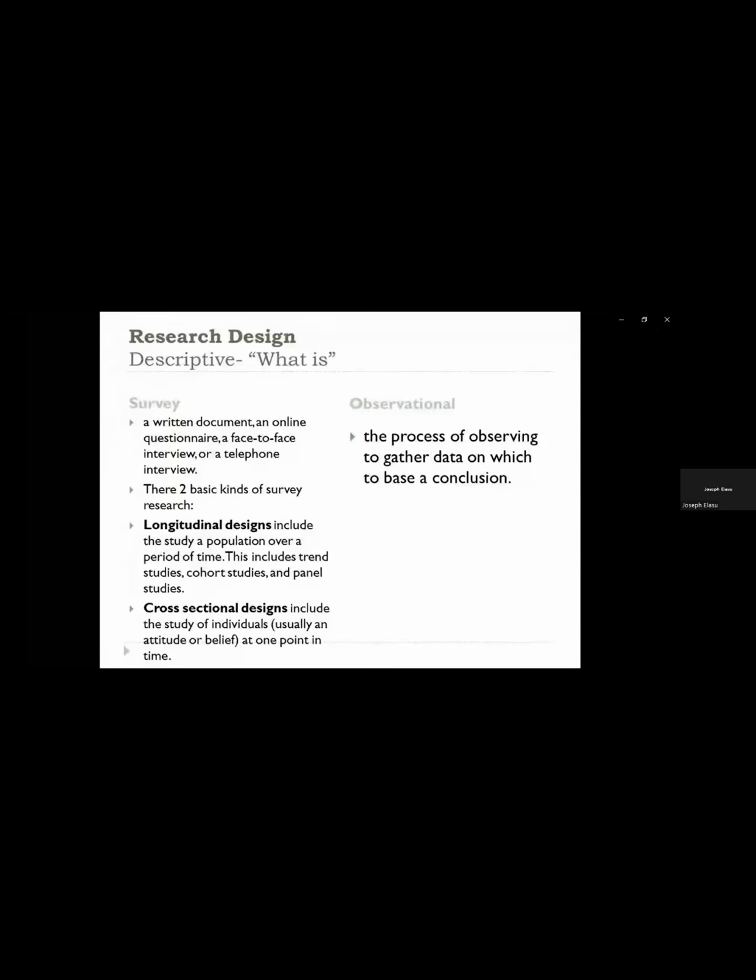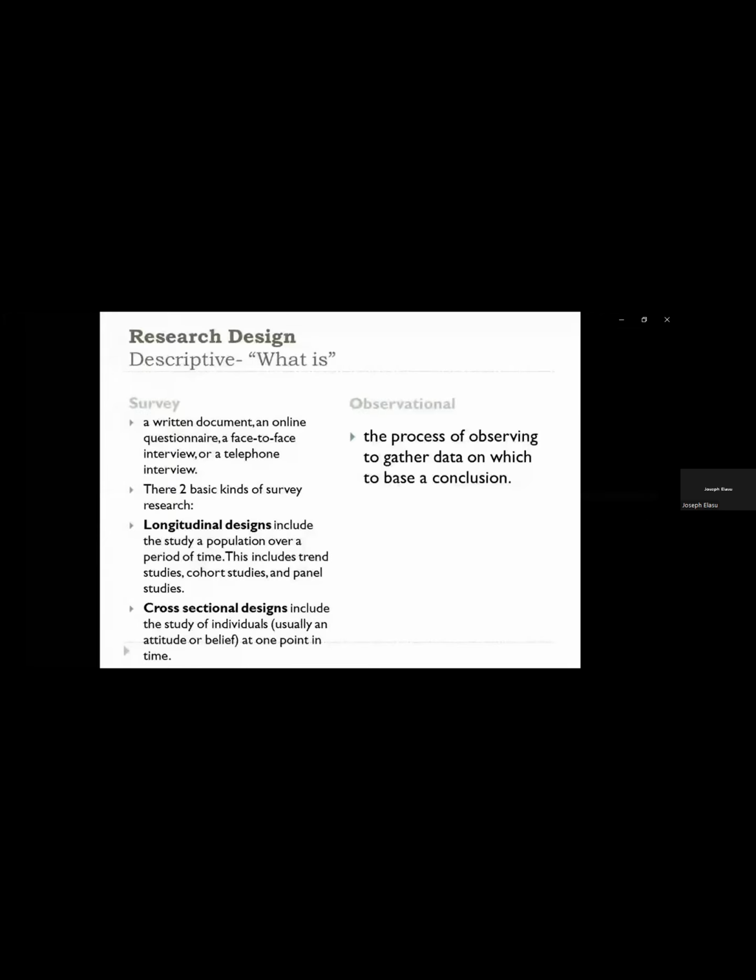Then, like I said, the other type of design is the observational design, and this is the process of observing something that's happening and making a conclusion about it. So, for example, I may go into a school system and observe teachers or observe school counselors.